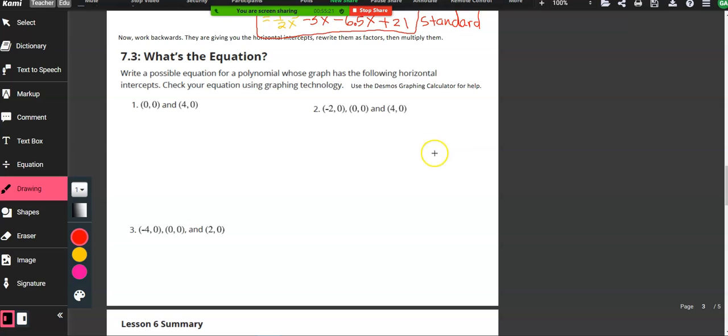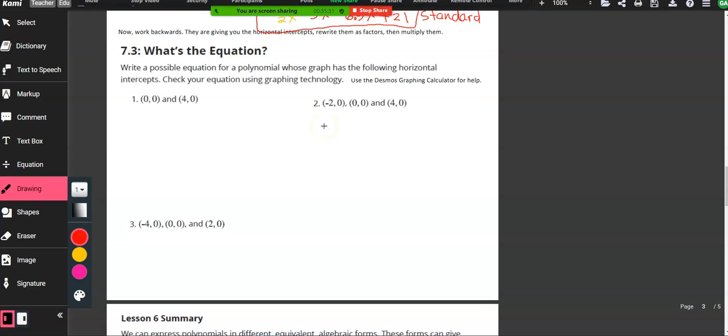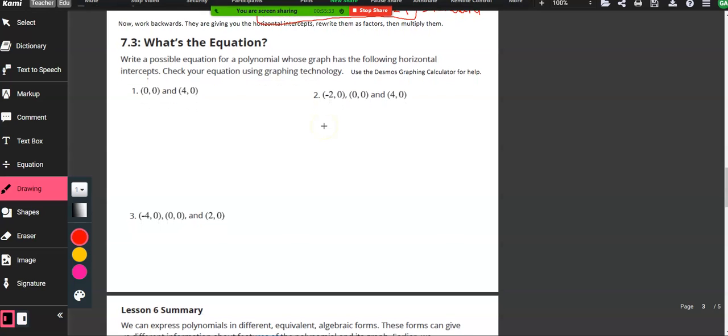Once we finish today, I'll post the video up on Schoology so you can review anything that you missed on this lesson overview. Okay, lesson 7. Like I said, we're merging lesson 6 and 7. From lesson 7, we selected the third activity called What's the Equation?